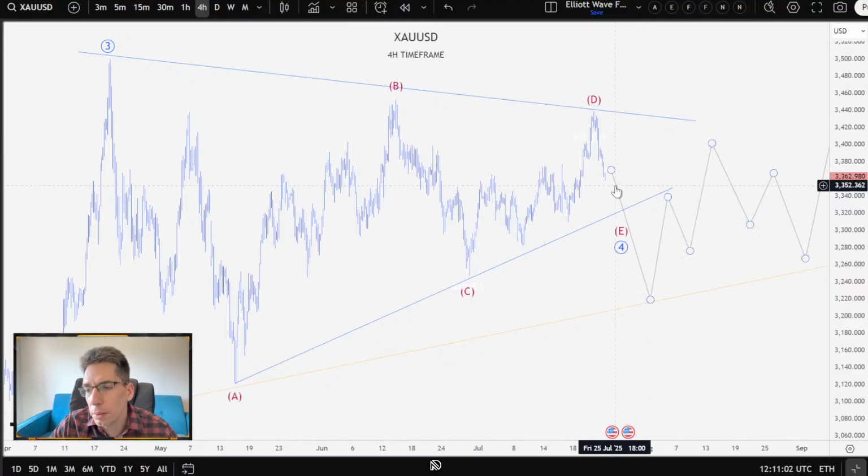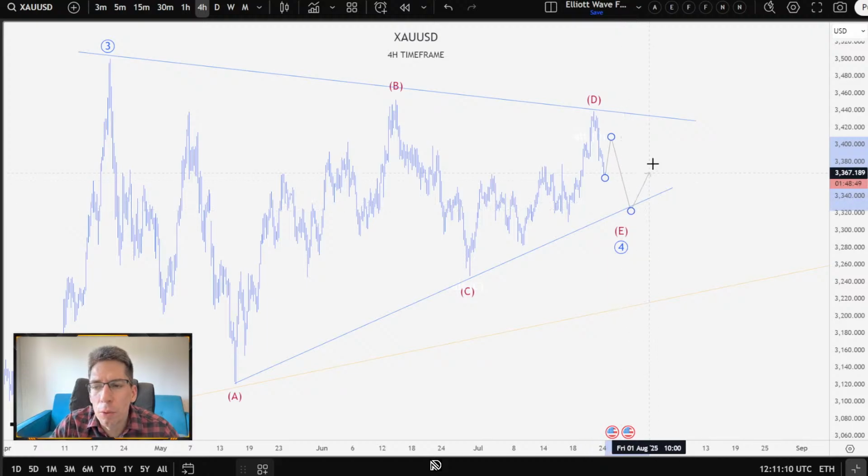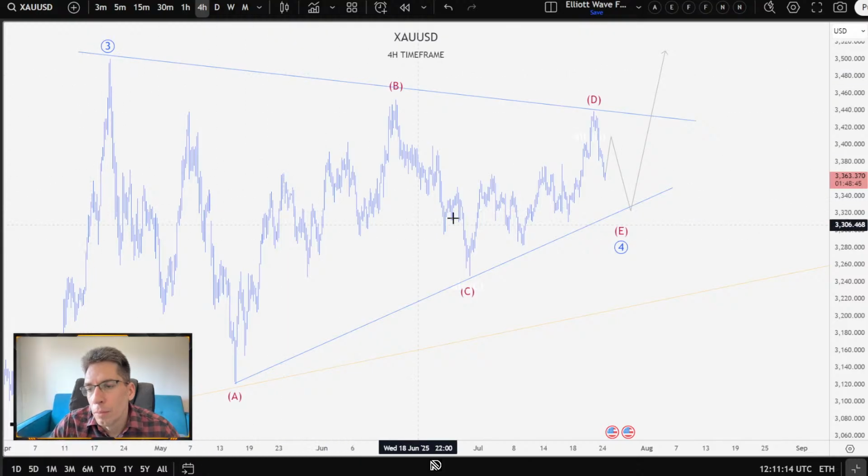Short term, let me just clear this part. Short term, we want to see a 3-leg move and then a push higher. So definitely we want to pay attention to gold.